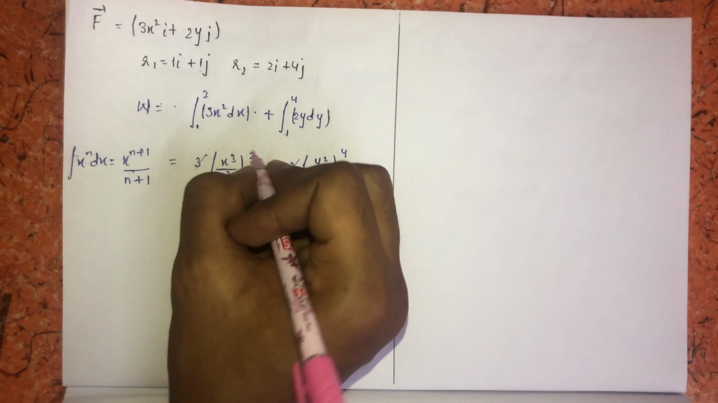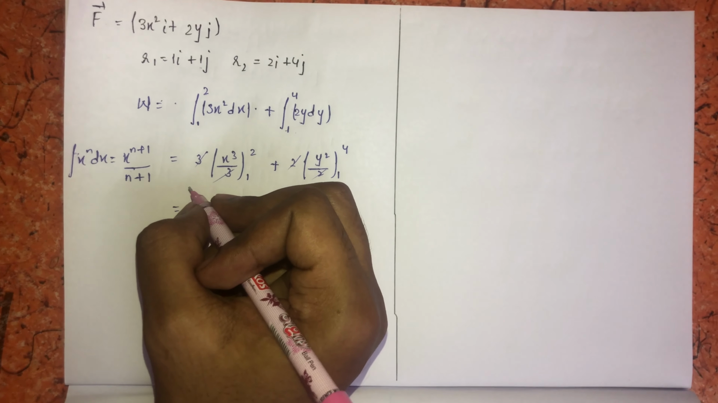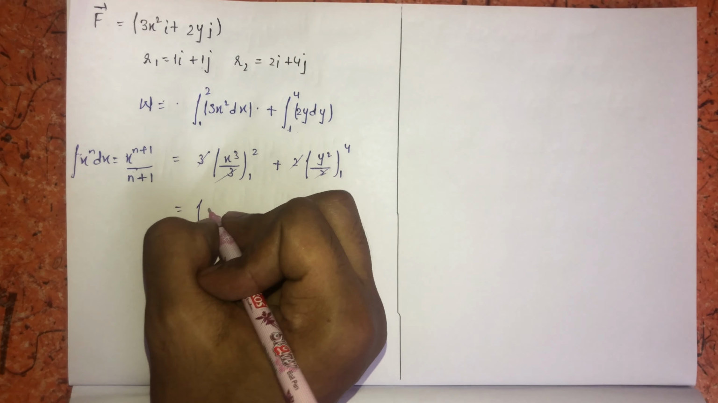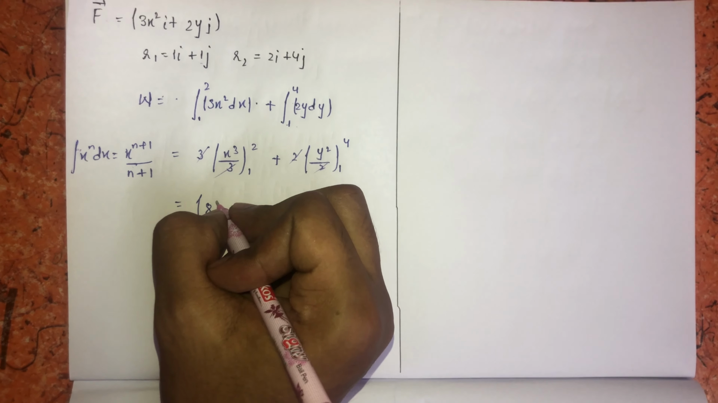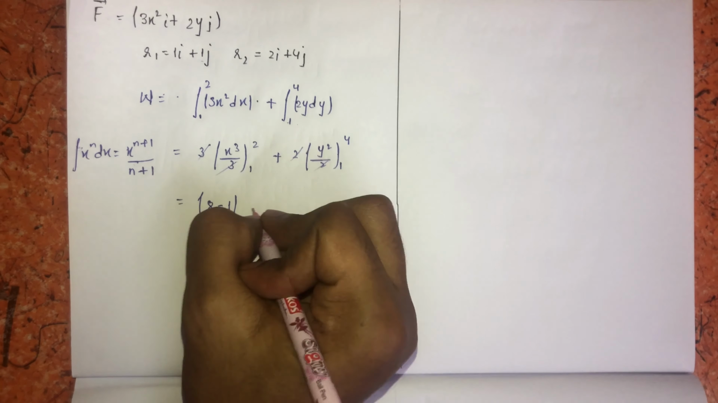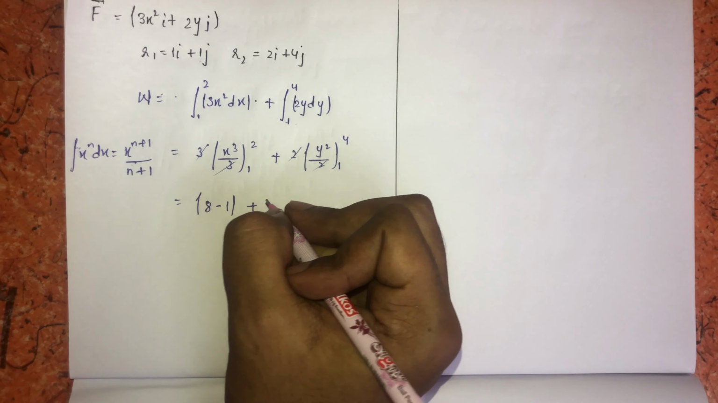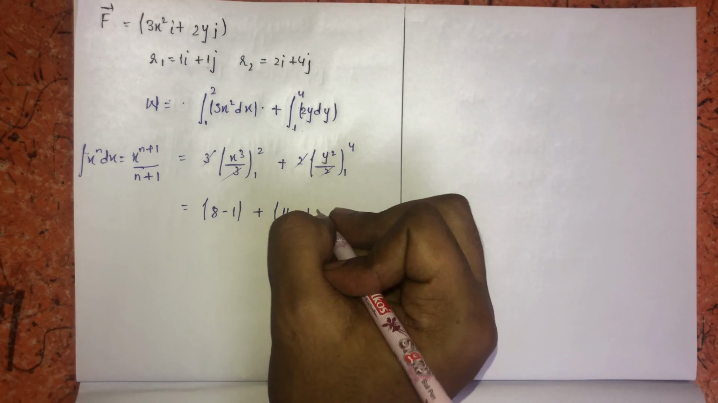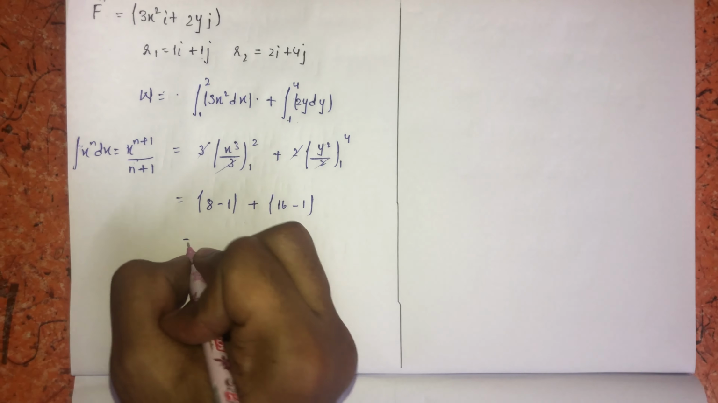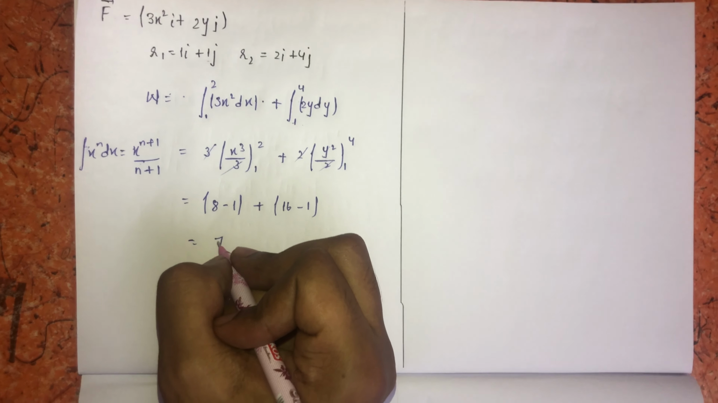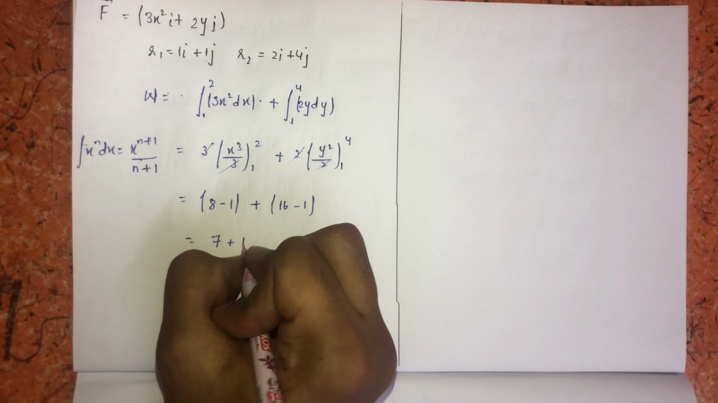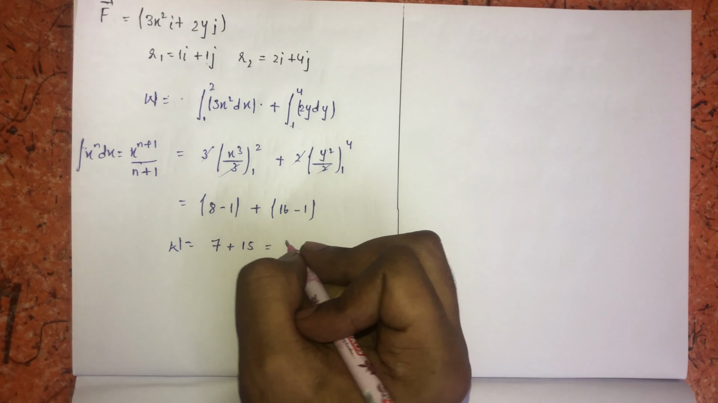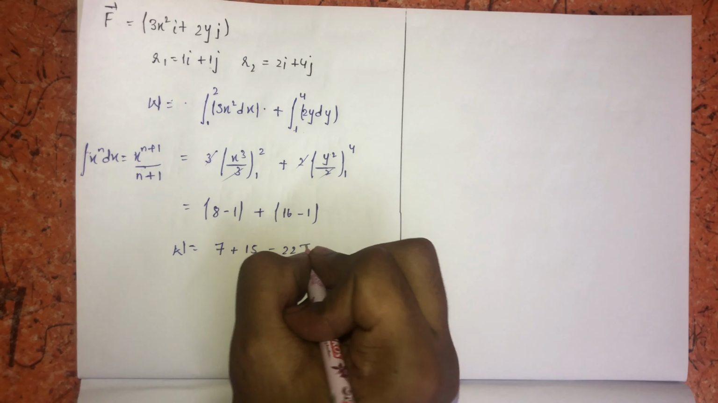x coordinates in place of x, 2 to the power of 3 will be equal to 8, minus 1 to the power of 3 will be equal to 1, so 8 minus 1, plus 4 square will be equal to 16, minus 1 square will be equal to 1. Then 8 minus 1 will be equal to 7, plus 16 minus 1, 15. Then total work done will be equal to 7 plus 15 will be equal to 22 joules.